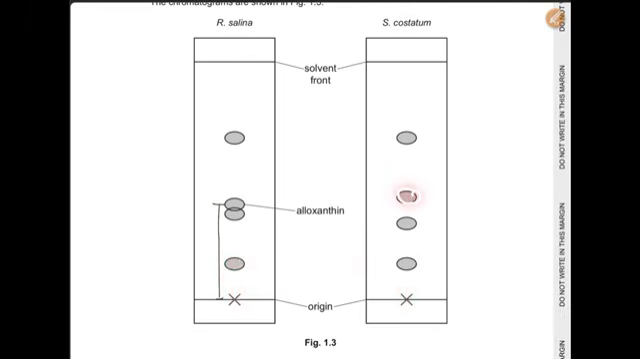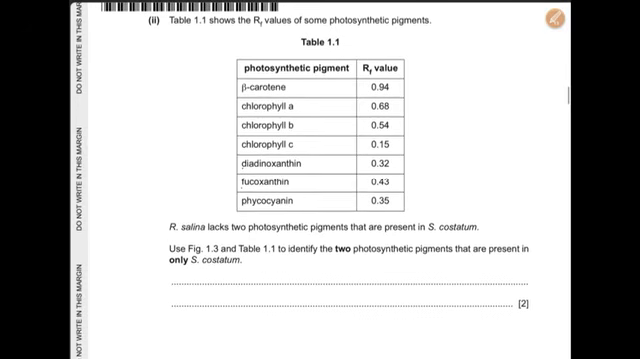That means this pigment and this pigment are absent in R. salina. So you're just supposed to find the RF value of these two pigments. Again, this is going to be the distance traveled by the pigment or the solute divided by the distance from the origin to the solvent front. When you calculate it, you will know the values are 0.43, this one, and 0.32.